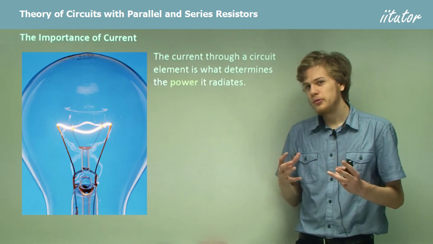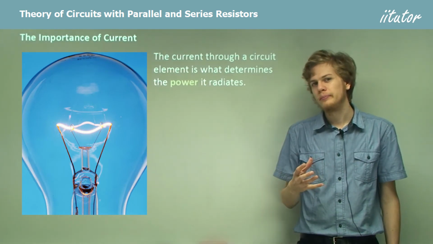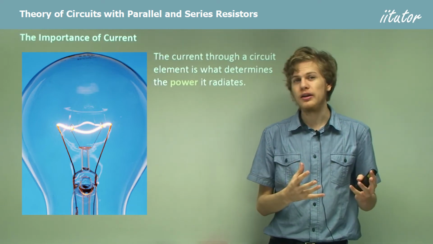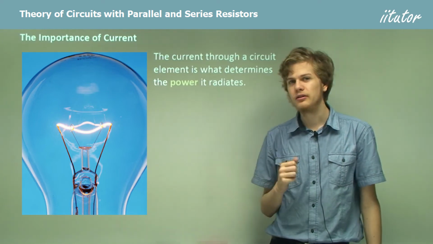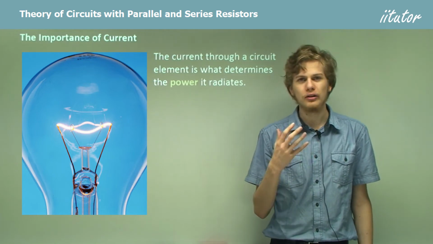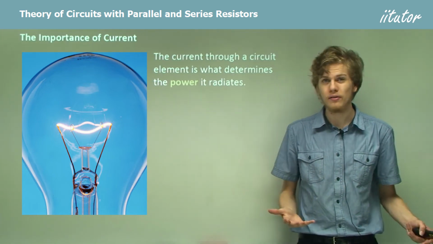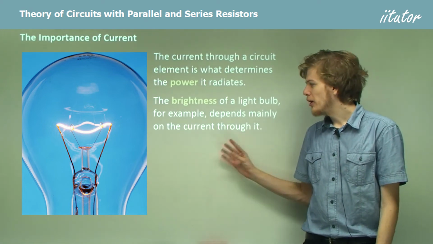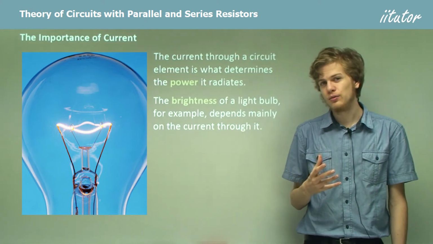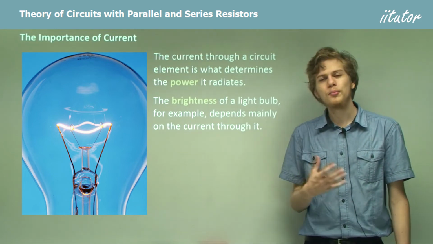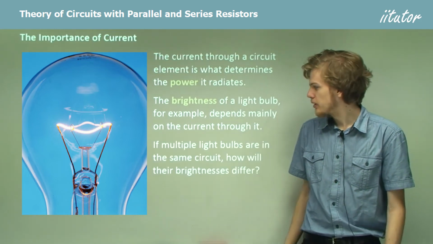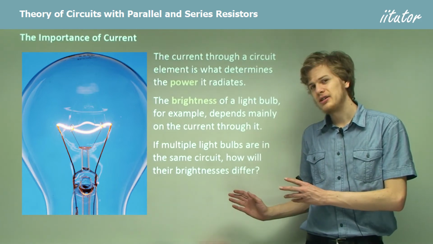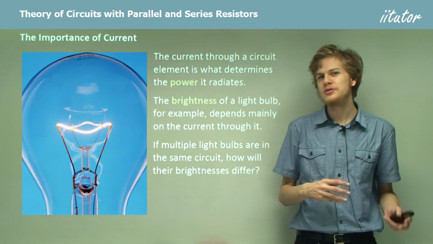Now, the current through a resistor is what's important, because the current is what determines how much heat is radiated or how much power is radiated from the resistor, whether it's a light bulb or a heating element or whatever. The brightness of a light bulb is a direct reflection of the amount of current passing through it. The higher the current, the brighter the light bulb. If multiple light bulbs are in the same circuit, how exactly will the brightness change? And does it matter if we put them in series or in parallel?